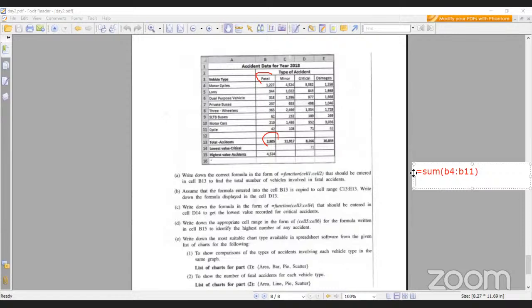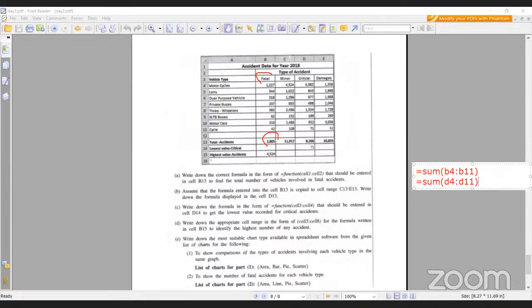Assume that the formula entered in B13 is copied to cells C13 to E13. Write down the formula. That is actually for the minor accidents. So your total will come from SUM. Only the cell ranges are changing. D13, so that is D4 colon D11 now. They are asking for D13. Critical.